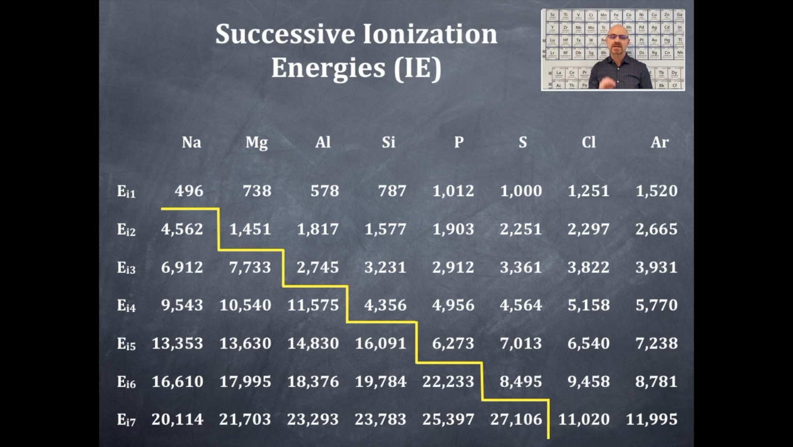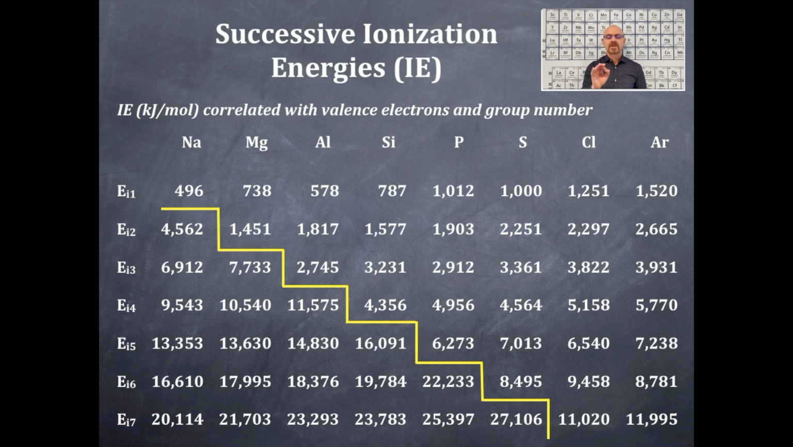And then you should see this yellow staircase line. And this is going to be very important here. So, here we go. These are ionization energies. These are in kilojoules per mole. And these correlate with the number of valence electrons and the group number that's associated with that element on the periodic table. So I'm going to point this out here for you. We're going to take a look at sodium first of all.